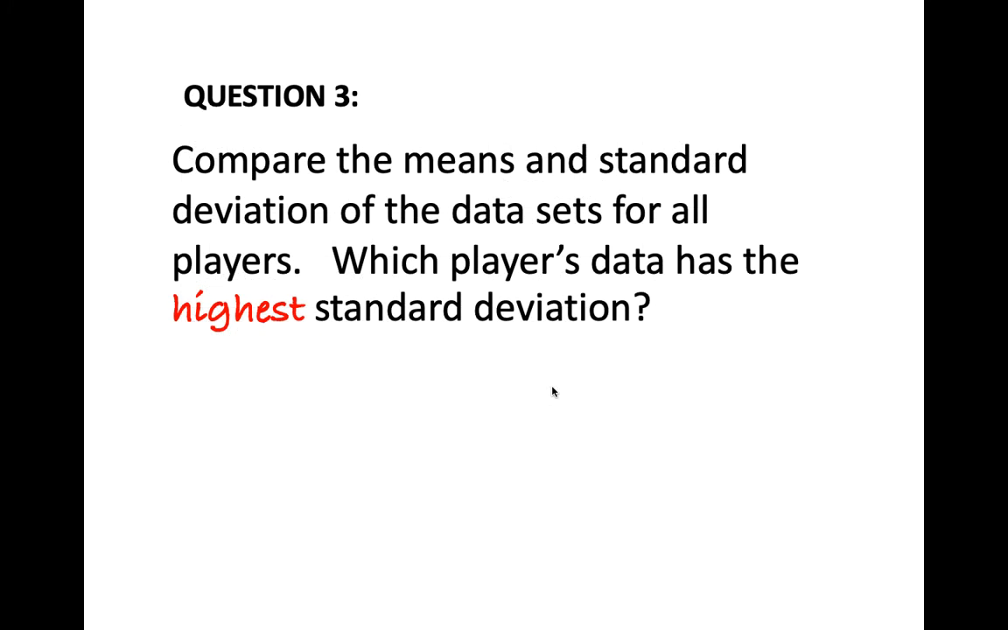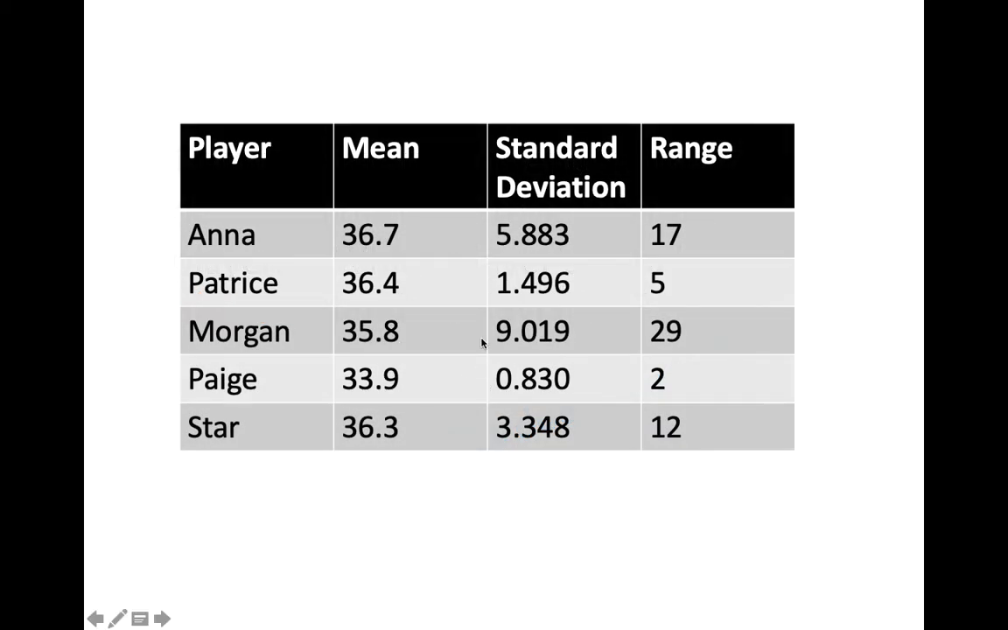And then if I look at the player that had the highest standard deviation and what it implies, which was Morgan, her data values went all out of whack. Like they went a long ways away from the mean. Some were really higher and some were lower. And so her standard deviation was high, saying that all of her data values were a long ways away from her mean.